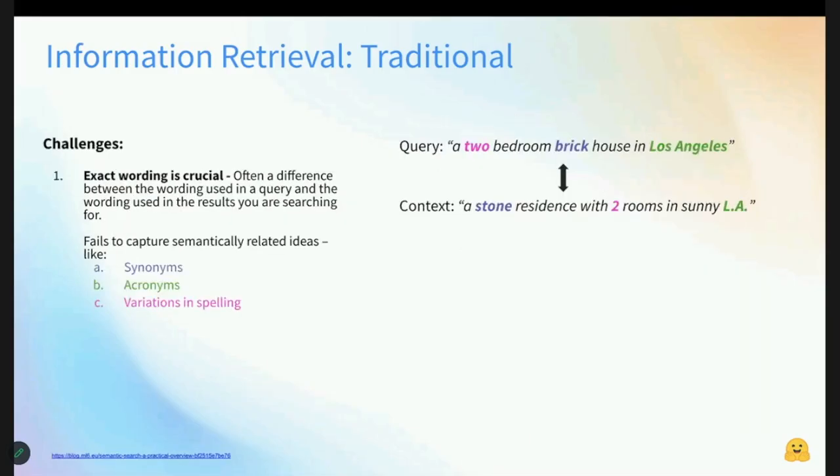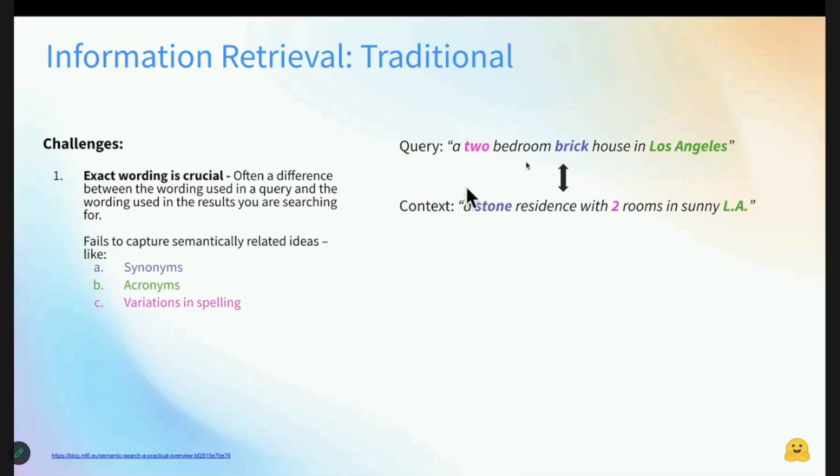And so while it has worked really well, there are a few very important challenges to this approach of search. The first one is this idea that exact wording is critical for producing good results. And the reality is that there's often a difference between the words that are used in a query, the words that I use to actually search for something, versus the words that are used in the results that I want. And this boils down to the idea that lexical search, BM25, fails to capture semantically related ideas. So things like synonyms, acronyms, and variations in spelling.